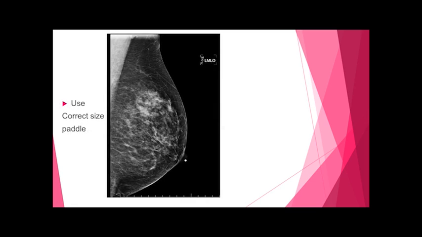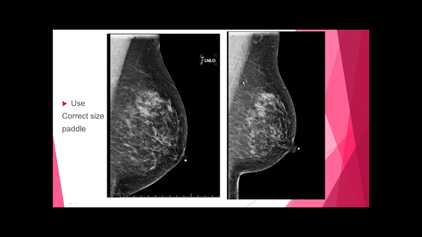Use the correct size paddle. We know with digital equipment the detector's fixed, and so you're going to use a small paddle or a large paddle. We can see here the nipple's in profile. The muscle isn't that great. It is wide superiorly, but there's not enough coming down. Also, there's no IMF, and the tail of the breast is cut off. Why? Because the technologist used the wrong size paddle.